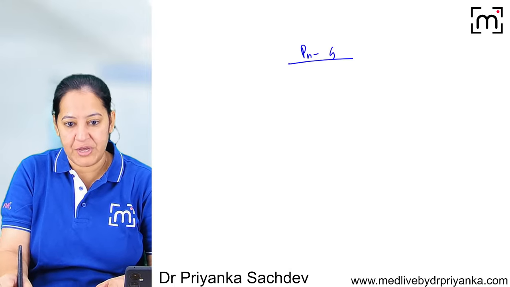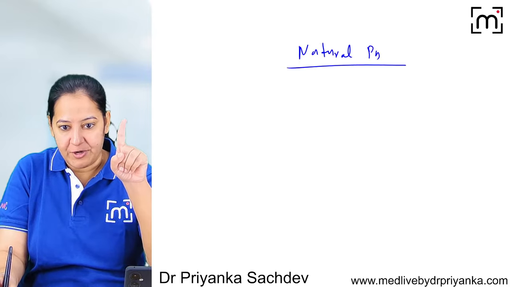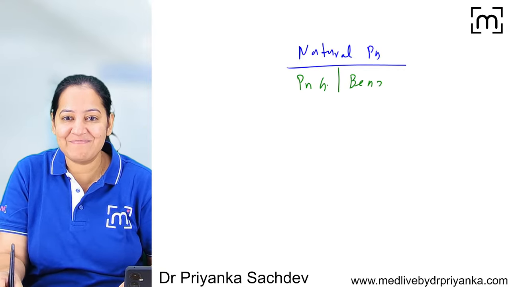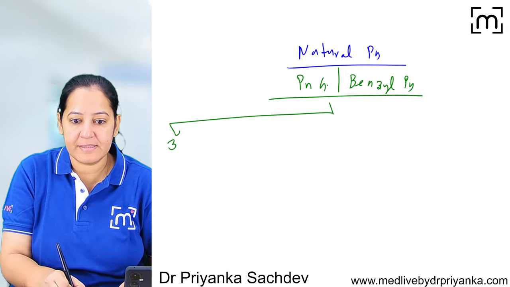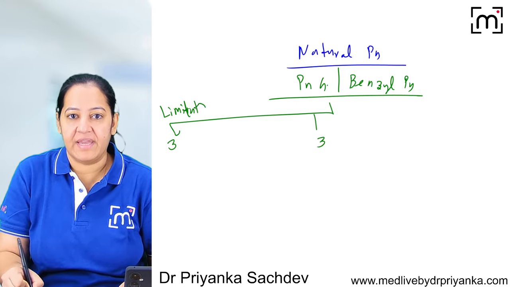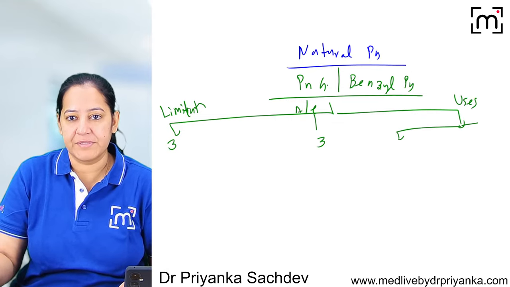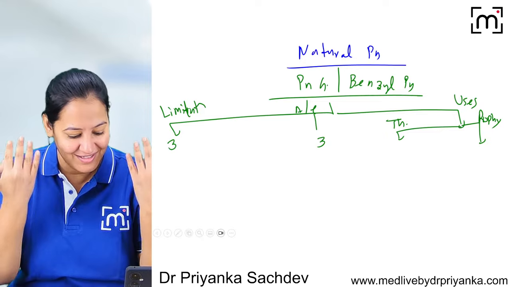Okay. Would you like to say everything about penicillin G? Let me ask you three questions about penicillin G. Tell me a natural penicillin. Only one natural penicillin. The name of that penicillin is penicillin G, also known as benzyl penicillin. Now tell me three shortcomings, say limitations. Tell me three limitations. Tell me three adverse effects and tell me uses. Basically, tell me two types of uses. Tell me therapeutic uses and tell me prophylactic uses. So the natural penicillin chapter is done. Can you start? Can you please help me?